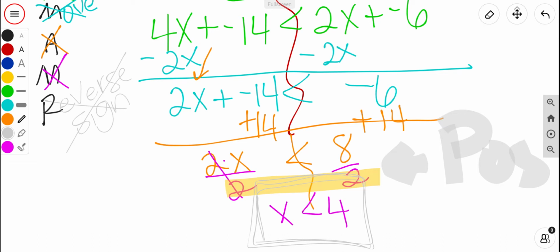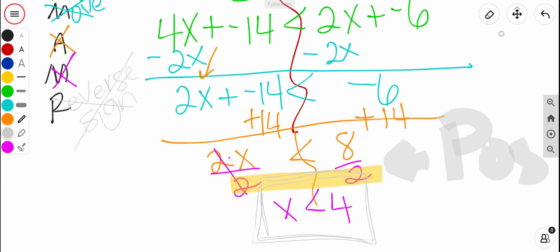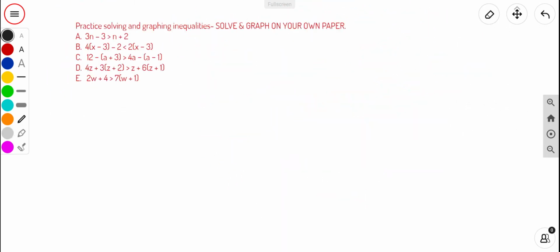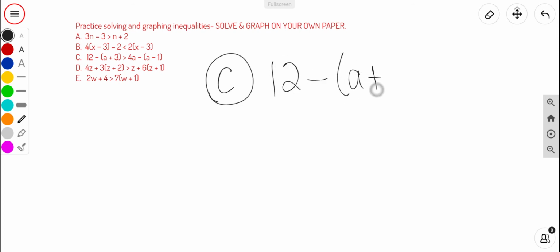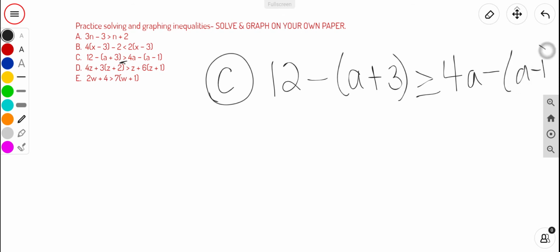Okay, let's try the third problem. I bet you're getting good at this now. So third problem, C, 12 minus (a plus 3) is greater than, there's a greater than sign, 4a. Actually, let's make this greater than or equal to this time. Let's make it interesting. 4a minus (a minus 1).